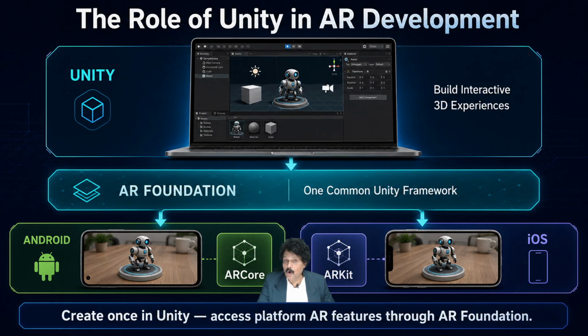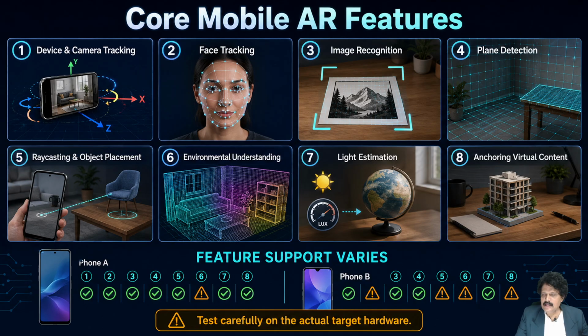And now coming to the role of Unity in AR development. Unity gives us a visual environment for constructing interactive 3D experiences. For mobile AR, Unity can work with technologies such as AR Foundation. AR Foundation provides a common Unity framework through which we can access features implemented by ARCore on Android and ARKit on iOS. These features can include device and camera tracking, face tracking, image recognition, plane detection, ray casting and object placement, environmental understanding, light estimation, and anchoring virtual content in physical space. Not every feature is identically supported on every platform or device. Part of professional AR development is testing carefully on the actual target hardware.